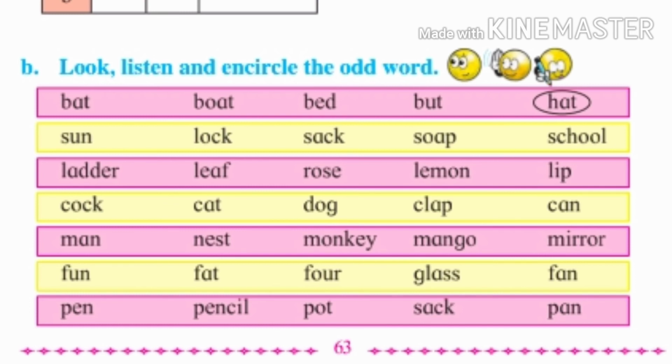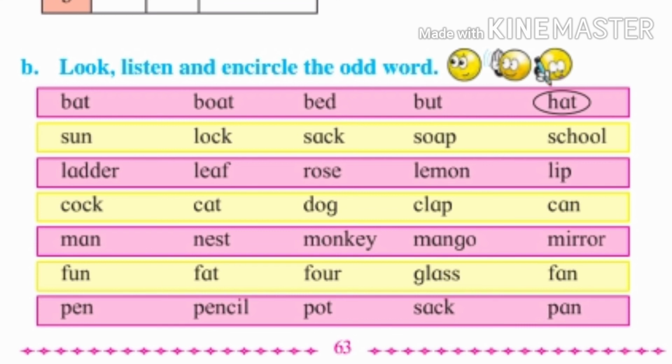Now we come to the fifth column. Some words are given. We can read them. Man, nest, monkey, mango, mirror. In this column, you can see that all words start with M except nest. Nest starts with N. So nest, this word, is the odd word. So we have to circle nest.